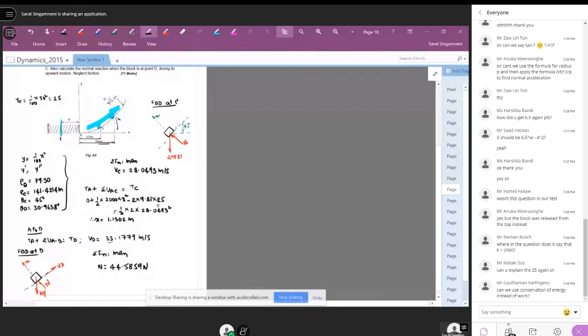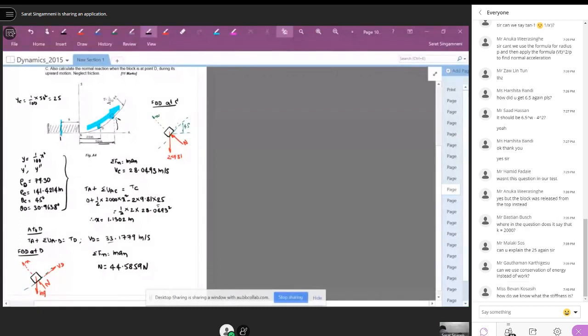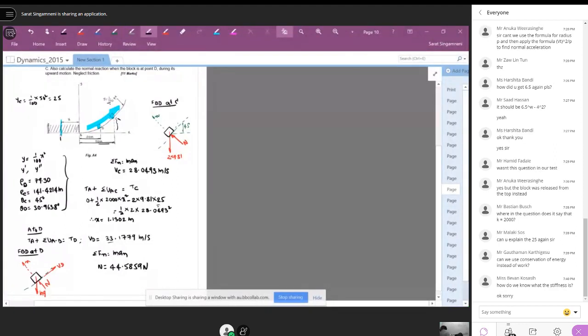Any other question? How do we know what the stiffness is? I told already, it was by mistake not given in the question paper. I corrected it in the exam halls later on. It will be given. Any other question?